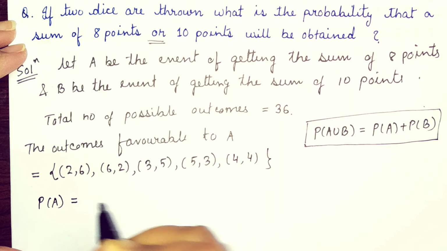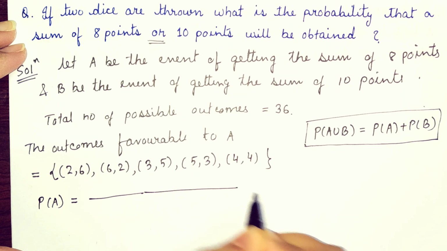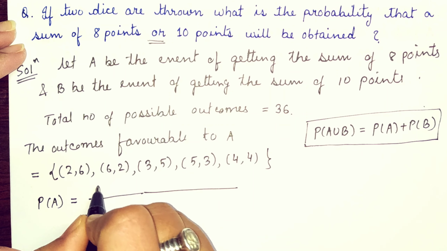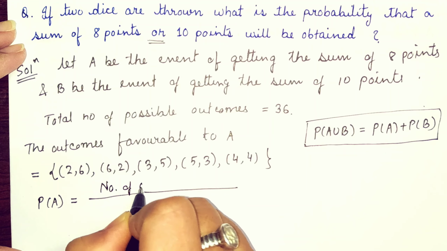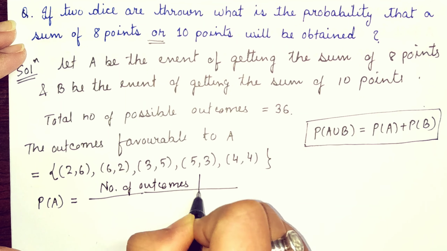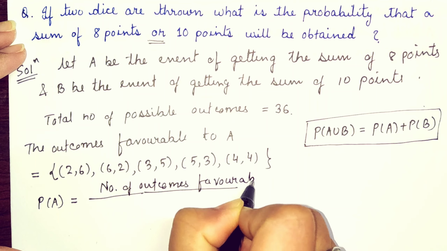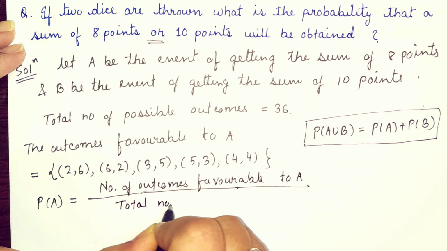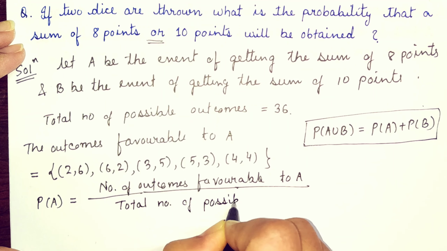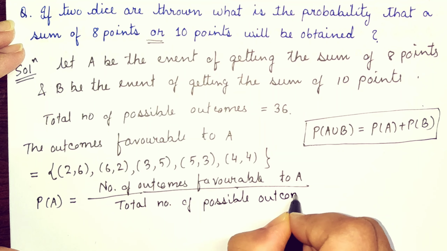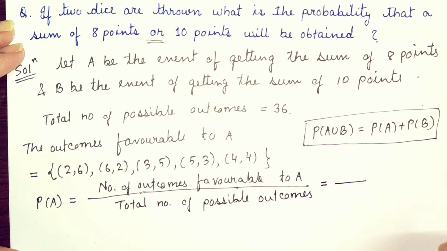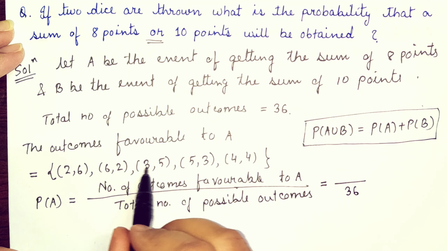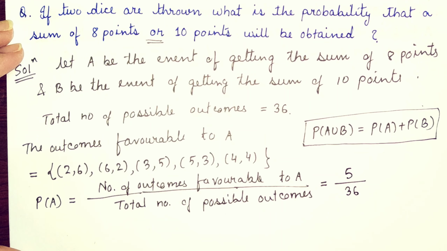We will find the probability of A. By the classical or mathematical approach to probability, we can write P(A) is equal to the number of outcomes favorable to A divided by the total number of possible outcomes. Here total number of possible outcomes is 36, and the number of cases favorable to A is equal to 5.